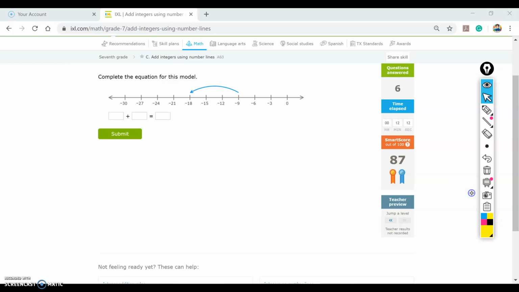So I'm going to check where I start. In this case, I'm starting at -9. So that means my starting point would be -9. And I'm ending at -18, so that means my ending point would be -18. Now, the arrow in this case is going to the left. So that means I'm going to be subtracting something.